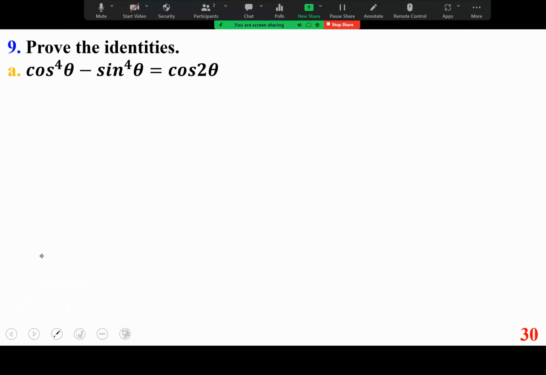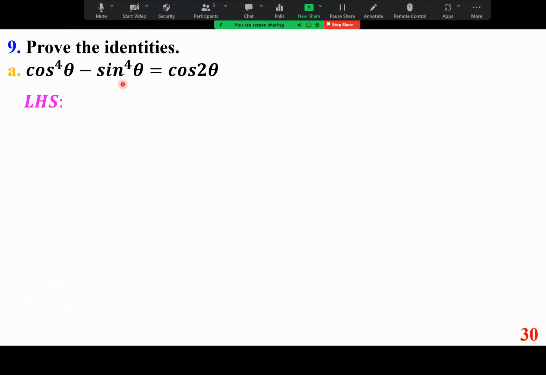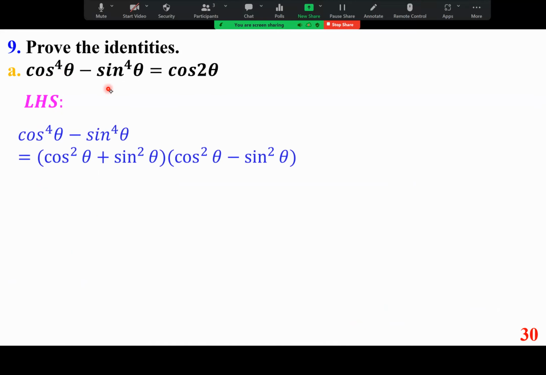You want to prove this one. Cosine to the power of 4 minus sine to the power of 4 is cosine 2 theta. So we start from one side. The left-hand side is more interesting, more complicated. So you can see that a squared minus b squared is a plus b times a minus b. So you can say cosine squared plus sine squared times cosine squared minus sine squared.